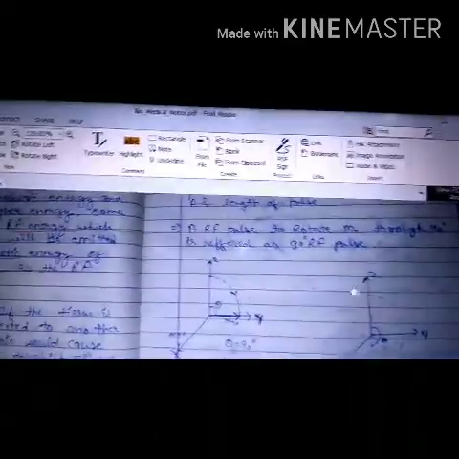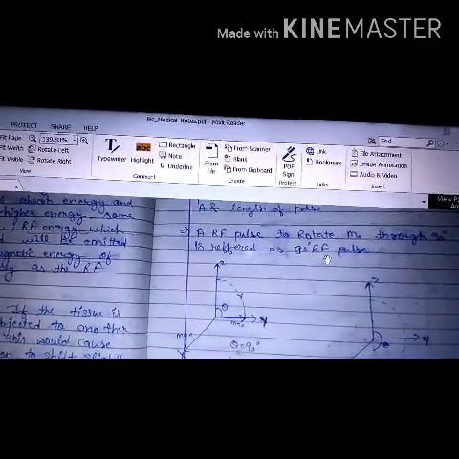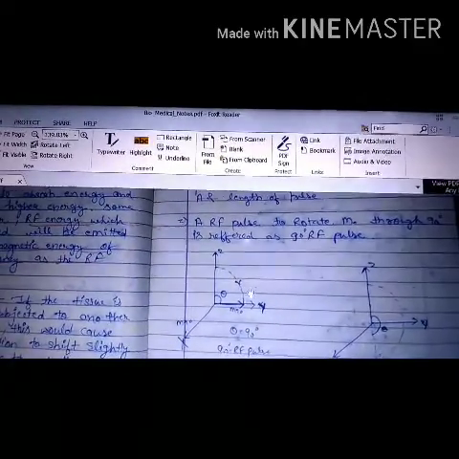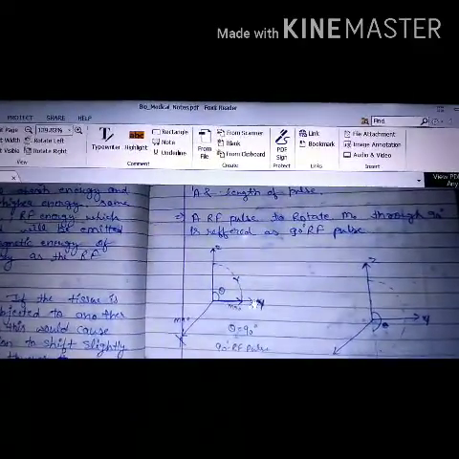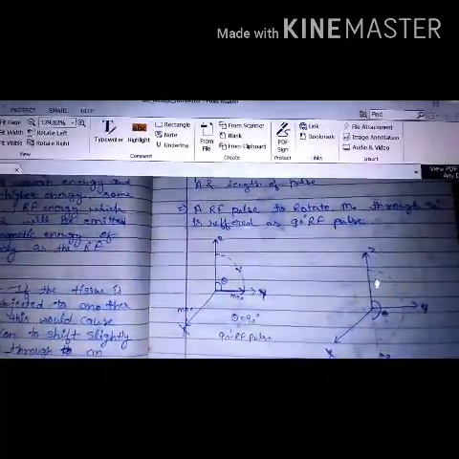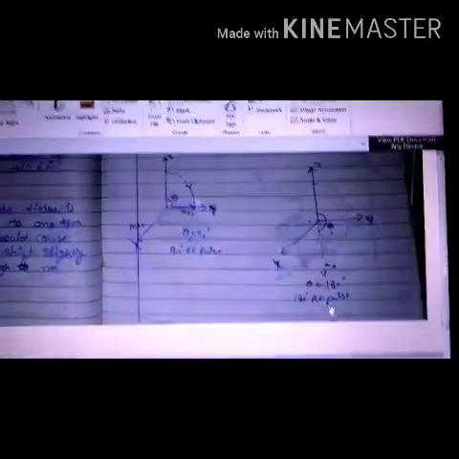Now an RF pulse that rotates M0 through 90 degrees is referred to as a 90 degree RF pulse. That is, if this was the pulse and it rotated this into 90 degrees, that is in the y direction or x direction, then it is known as a 90 degree pulse. If it is rotating it through 180 degrees, then it is known as a 180 degree RF pulse.